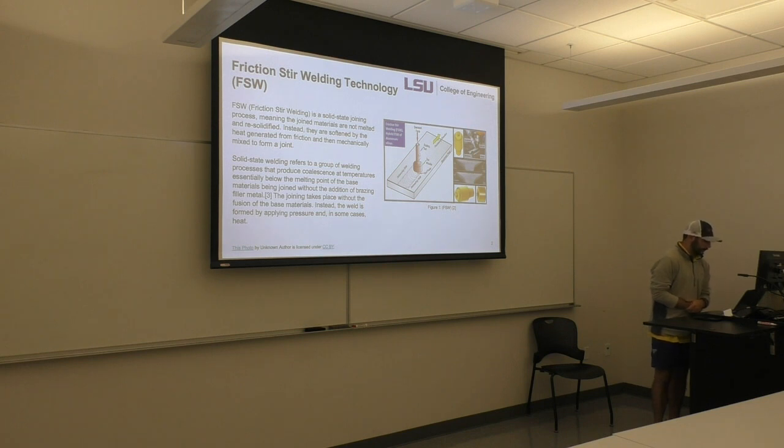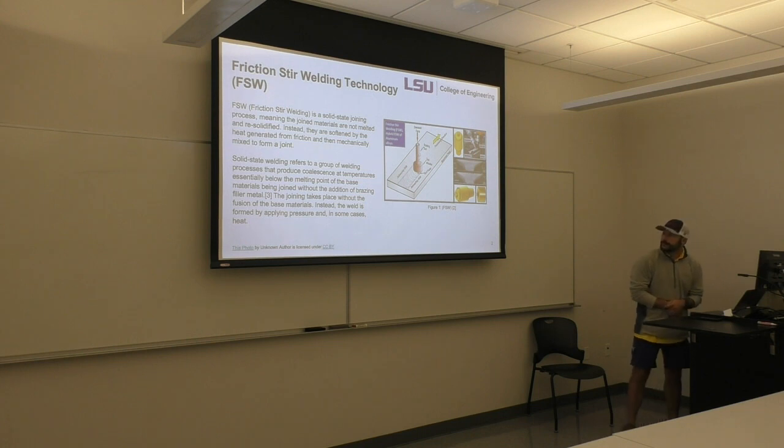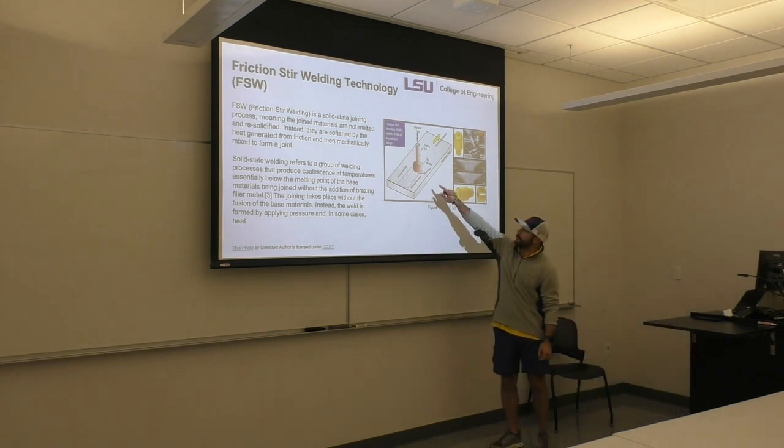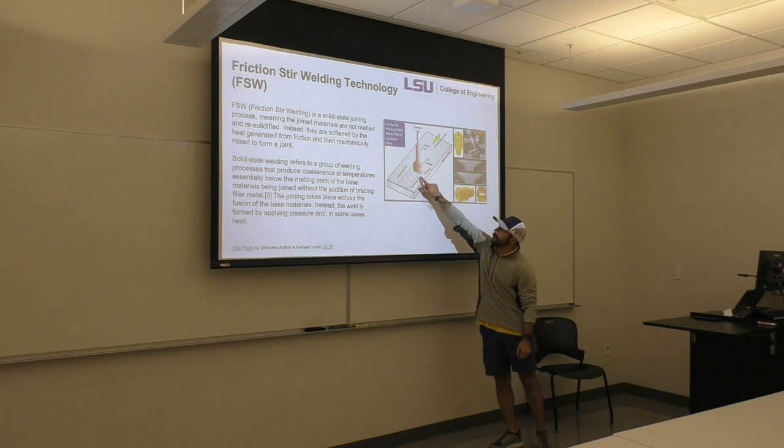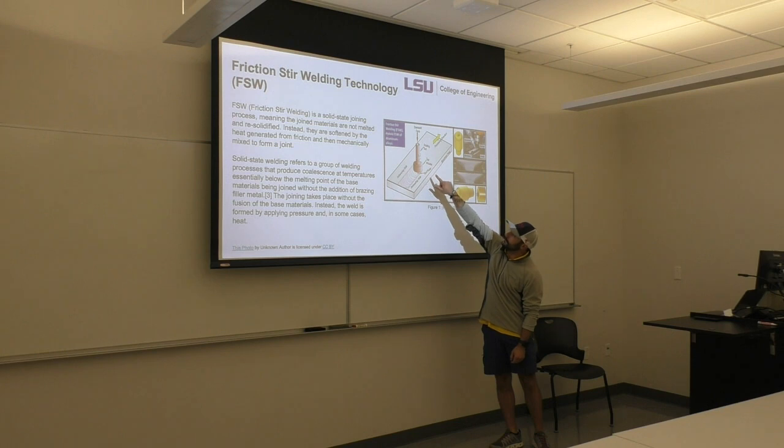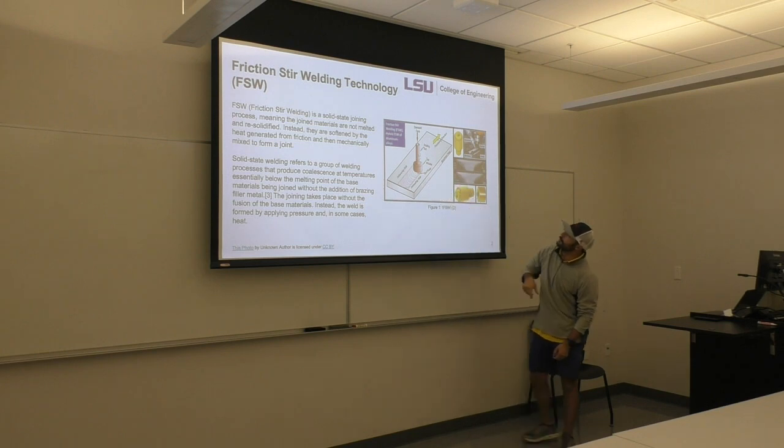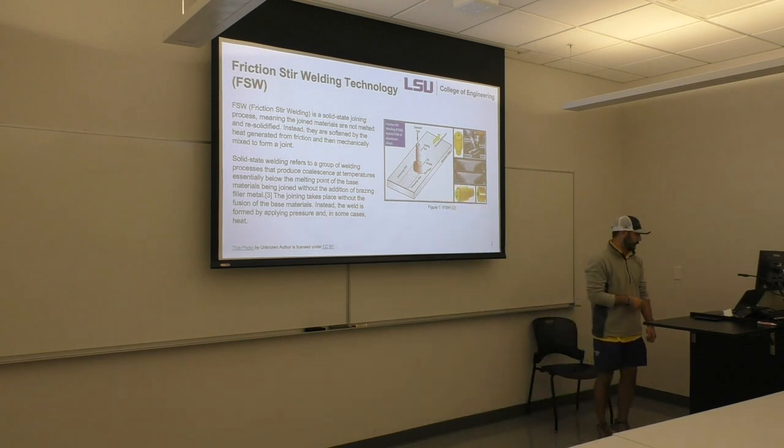The joining takes place without the fusion of base materials. Instead, the weld is formed by applying pressure and in some cases heat. As you can see from this picture, this is the tool you use. You have a probe down here that stirs the metals together and it rotates in the forward position. That's pretty cool.